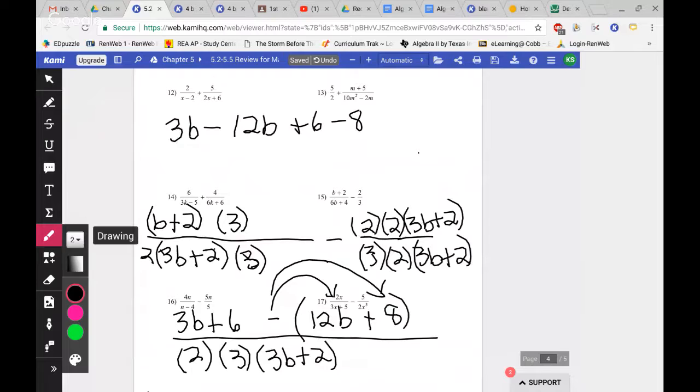So 3b minus 12b is a -9b. And 6 minus 8 is minus 2. And that's going to be all over your 2 times 3 times -9b minus 2.